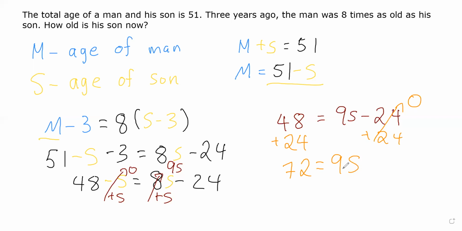Or you can just divide 9 on both sides. So 9 divided by 9, this is just equal to 1. 1 times S is just equal to S. You have 1S. 72 divided by 9, this is just 8. So we have S is equal to 8. The son is 8 years old now. And that is it.